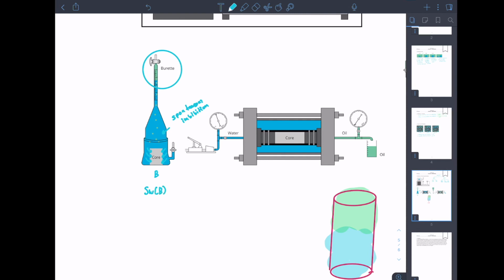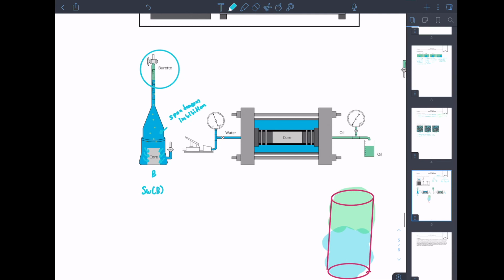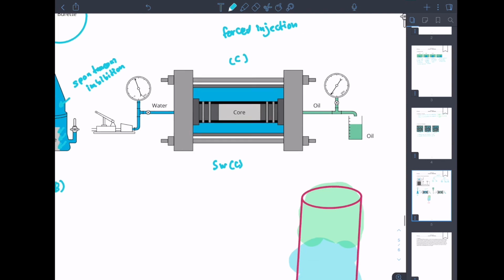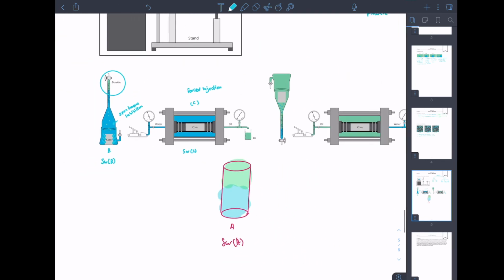After we finish this stage, we extract the core sample and place it inside a core holder, as we see over here. Now we're forcing the water in. We're injecting the water using the pump and forcing it inside. That will be point C, and that will be forced injection because we are forcing the water in. After we finish, the saturation at that point we'll refer to as SWC. Now let me zoom out and talk about some concepts, and then we'll jump back again.